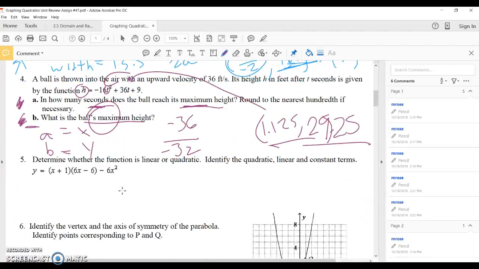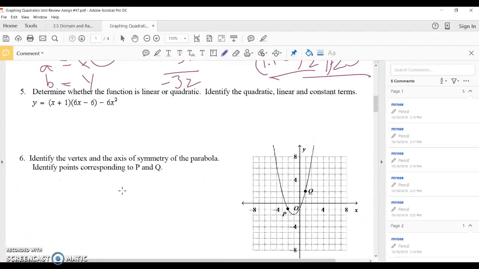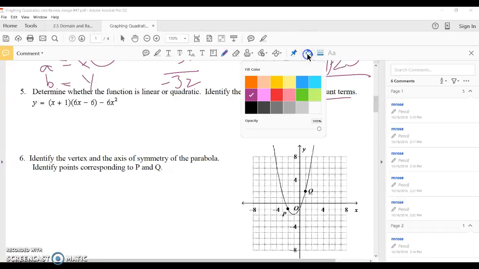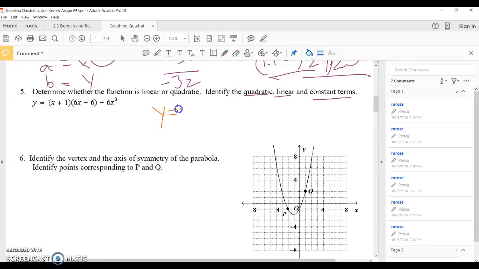Oops, scrolling fast. Okay. They want me to identify the quadratic, linear, and constant term. So as soon as I see that, I know that the only way I know what those things are is when I'm in standard form, because that's my quadratic, that's my linear, and that's my constant. So I need to put this in standard form.